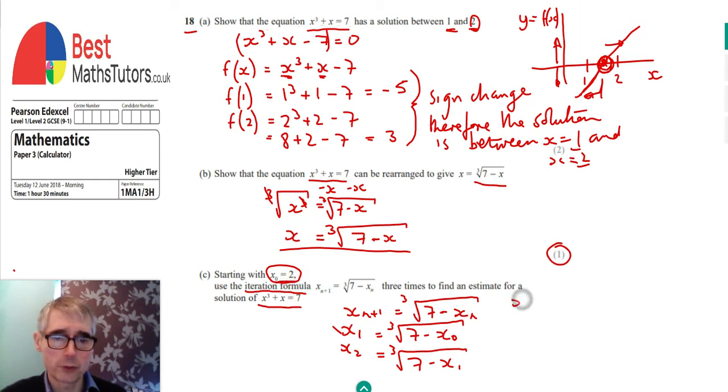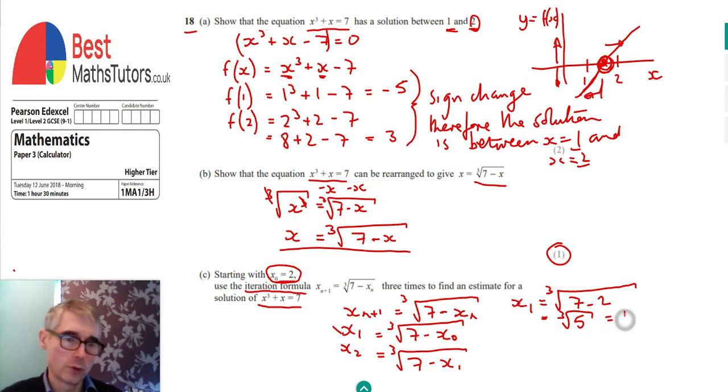So that means if we substitute that into our formula, x1 is going to equal the cube root of 7 minus 2. And that works out to be the cube root of 5, which is equal to 1.7 and then 1.70998, and obviously a lot more decimal places after that.